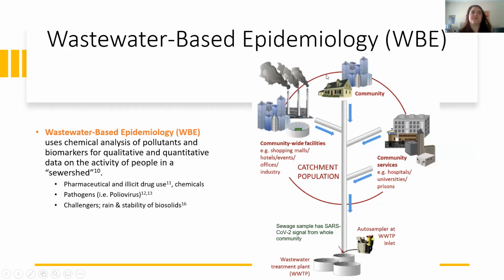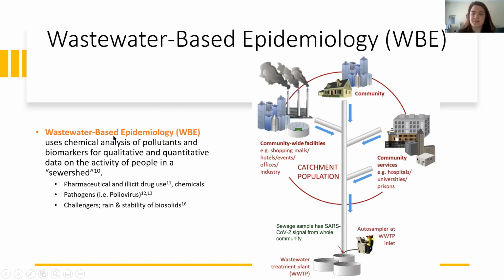So essentially, if you're testing for coronavirus in the clinical setting, you can really only test one person at a time. But if you're going to be using this wastewater-based epidemiology, you're getting sewage from the entire community that you can test all at once. So you're getting it from people's houses, you're getting it from community-wide facilities like shopping malls or restaurants, and you're going to get it from institutions like hospitals, universities, and prisons, and it's all going into the same place.